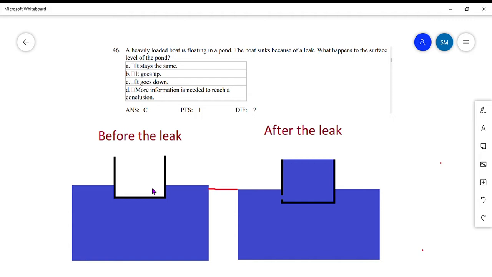I think it is clear in these two photos. The surface of water goes down from here to here, because the water of the pond gets into the container and makes the surface go down. I hope you understand this.